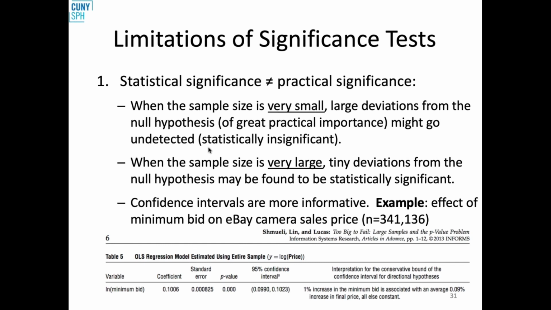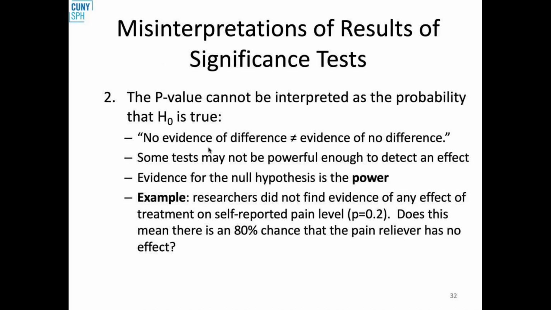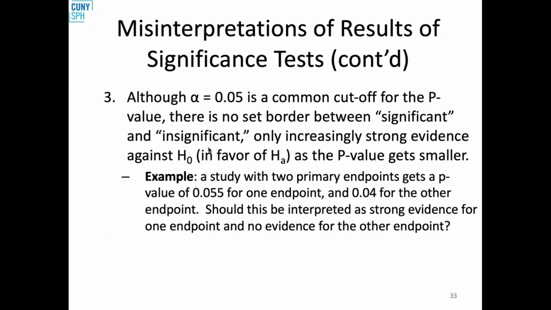So when you get a really big sample size, and this one they're looking at camera sales on eBay, where the minimum bid might be, and you have a sample size of 340,000, even the teeniest tiny difference in the listing price is going to appear to be statistically significantly different. So just be careful: on one end, they have a lot of variability. The other end of it, it's easy to show a statistical difference, but it may not be a meaningful difference.